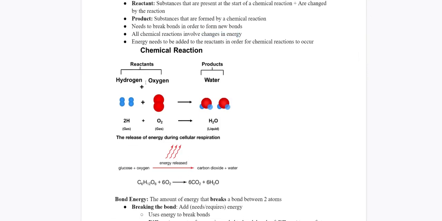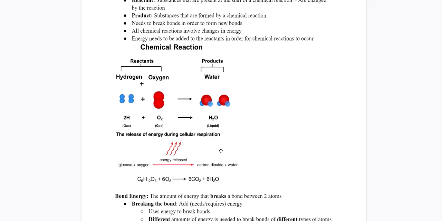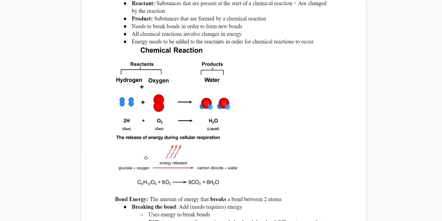So if you look here, these two hydrogen molecules, H2, combine with oxygen and they become water. So hydrogen and oxygen, these two are what we call reactants. And so the bonds between the hydrogens break, the bonds between the oxygens break, and they reform to make the products, which is water. This is a chemical reaction.